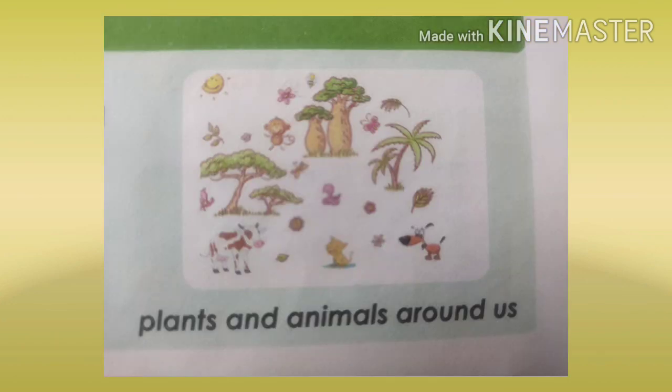So students, what did we learn from this lesson? We learned that plants and animals belong to us. They are like our family because they help us in many ways. So we have to take care of plants and animals around us. So here it is, our lesson is completed. Everyone has to read this lesson 5 times.